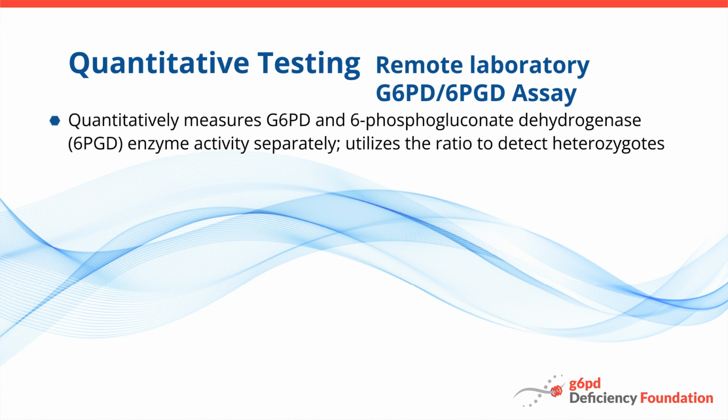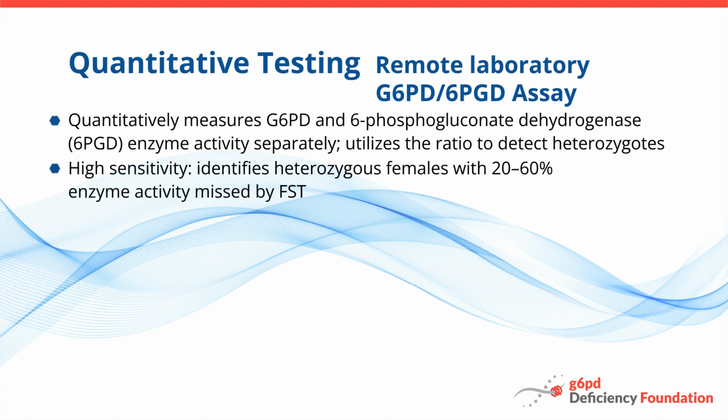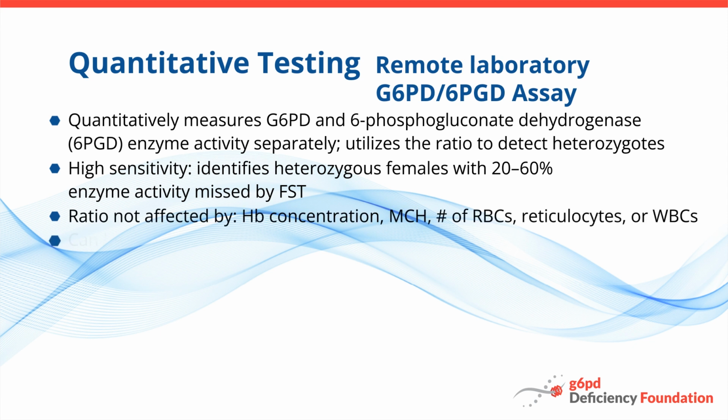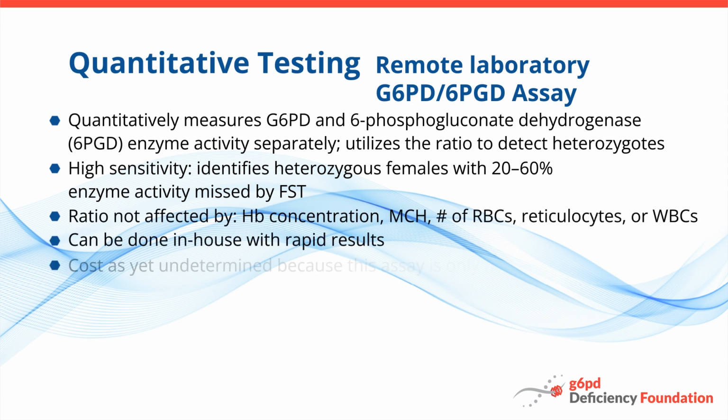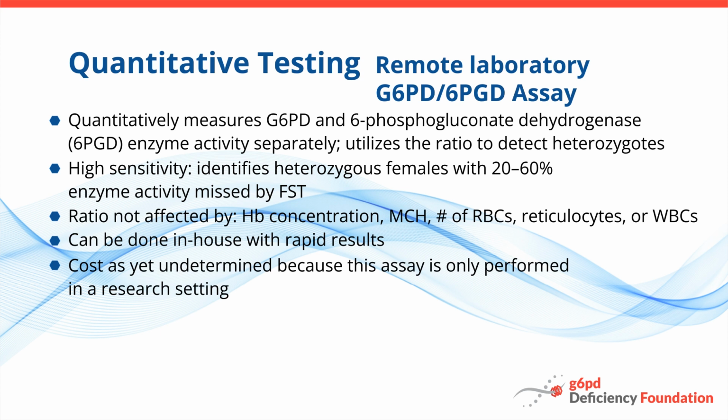This assay, also known as the enzyme ratio assay, measures G6PD and 6-PGD activities separately. Subtracting out the 6-PGD activity provides a more accurate measure of G6PD activity and improves the sensitivity that allows for detection of heterozygous females and any other patient who has moderate enzyme activity. Use of this assay is not affected by hemoglobin concentrations, the presence of thalassemia, unstable hemoglobin, erythrocyte membrane defects, or increased mean corpuscular hemoglobin.